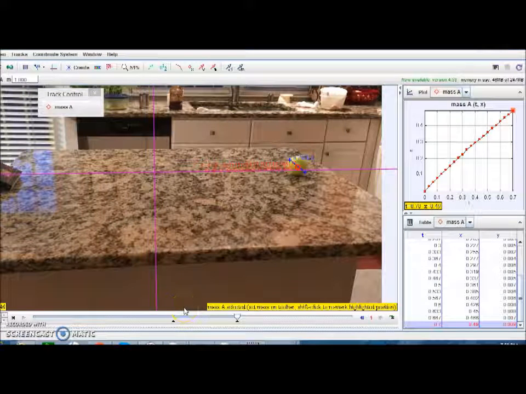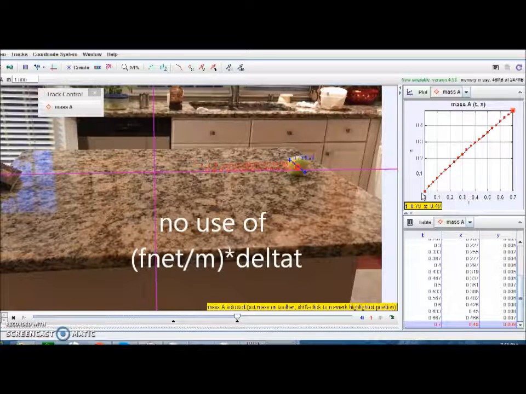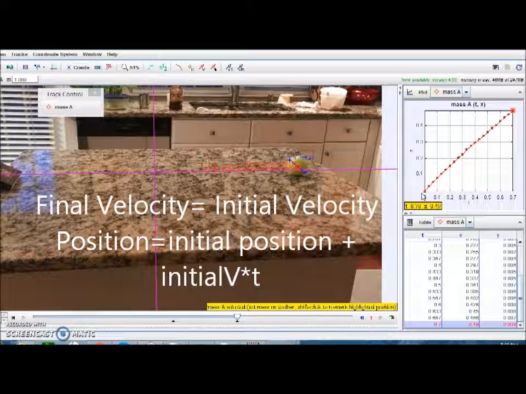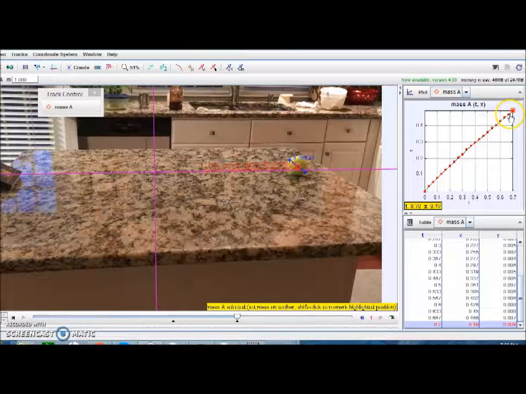This makes sense because there is no net force acting on the ball, which would eliminate the use of F net divided by mass times the change in delta t, and would only leave us with constant velocity, which would also mean that the slope would be approximately the same throughout the graph.